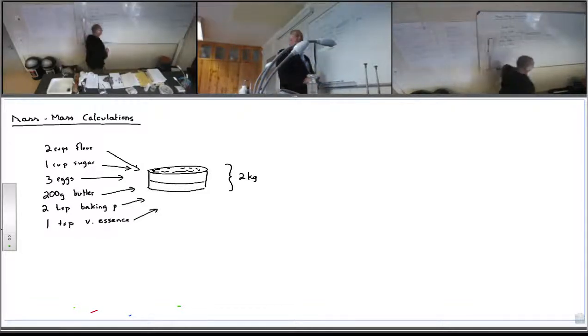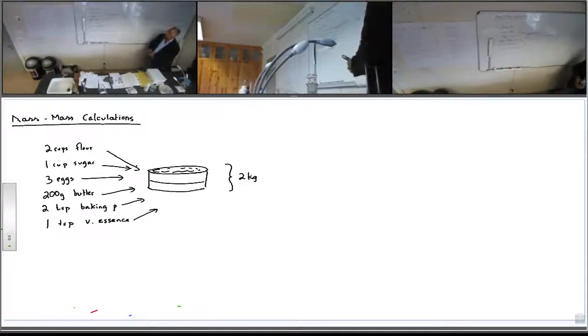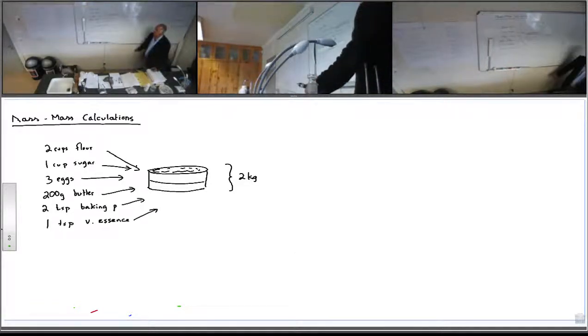Okay, let's not overcomplicate it. That's what your cake requires. 2 cups of flour, 1 cup of sugar, 3 eggs, 200 grams of butter, 2 teaspoons of baking powder, 1 teaspoon of vanilla essence. You whip it up together, put it in the oven, and you'll get a cake which has got a mass of 2 kilograms.